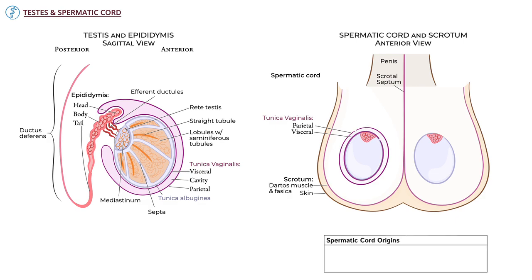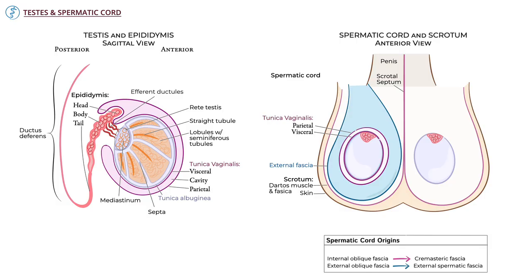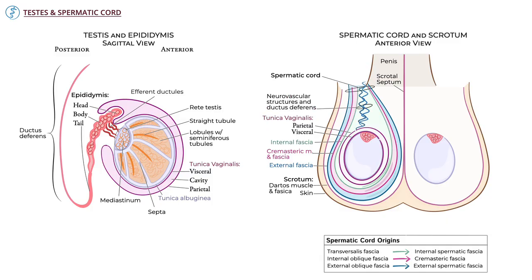Now I'll show the external spermatic fascia, which is derived from the fascia of the external oblique muscle. Then show the cremasteric muscle and fascia, which are derived from the internal oblique muscle and its fascia. In response to cold temperatures, the loops of cremasteric muscle fibers contract. This pulls the testicles closer to the warmth of the body. Show the internal spermatic fascia, which is derived from the transversalis fascia. Lastly, indicate neurovascular structures and the ductus deferens, which travel within the spermatic cord.